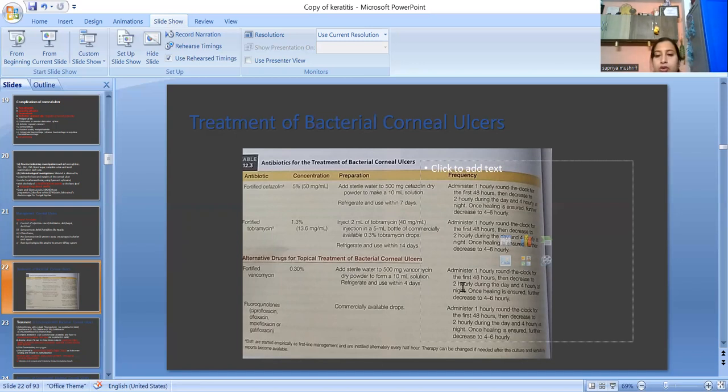Administer 1 hourly round the clock for the first 48 hours, then decrease to 2 hourly during the day and 4 hourly at night. Once healing is ensured, further decrease to 4 to 6 hourly. This is the frequency for all the drops mentioned.